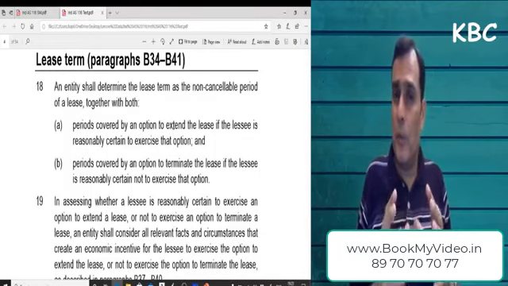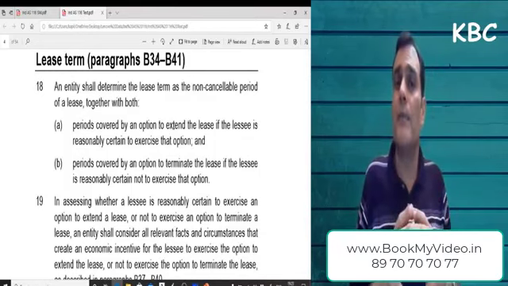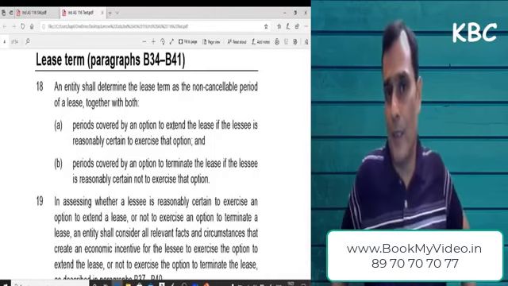The explanation to para number 18B is given in B34 and B35, Appendix B of Ind AS 116.